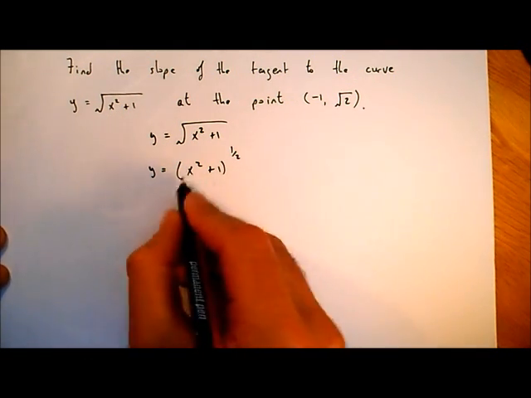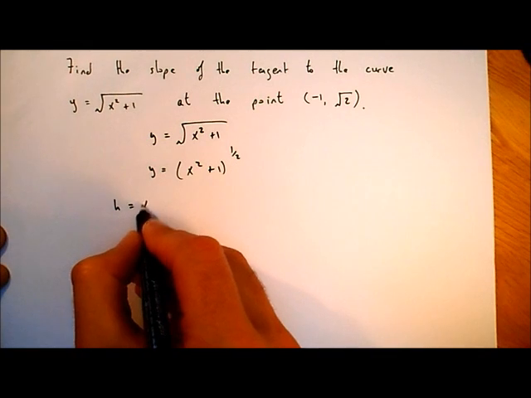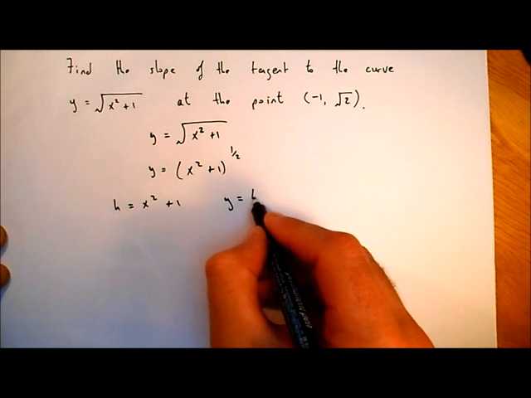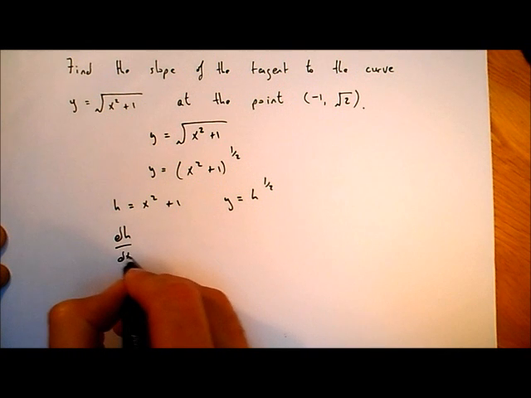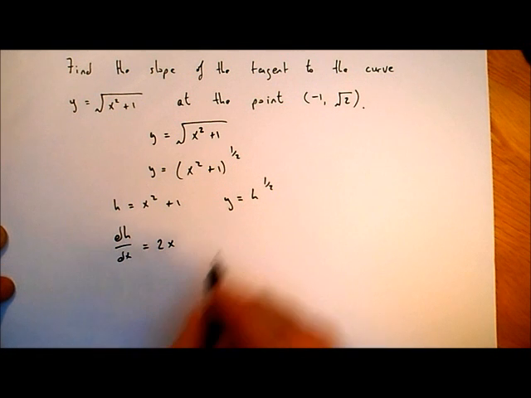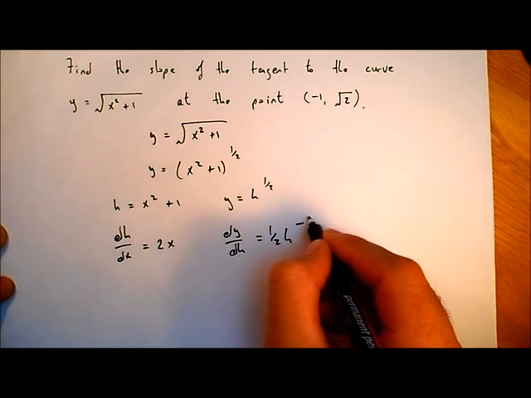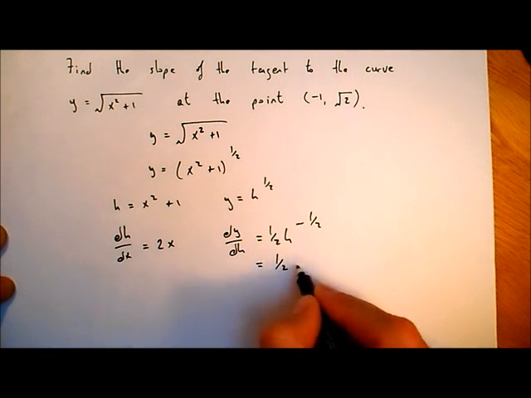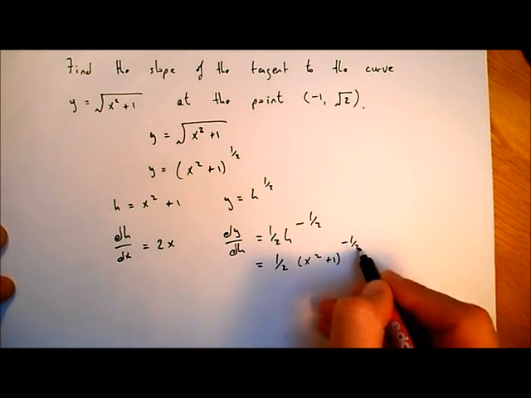So we have y is equal to all that to the power of a half. We've got two parts, a function inside a function. The first bit is the x squared plus 1 bit, so I'll say h is equal to x squared plus 1. That means y is h to the power of a half. Here I can find dh over dx, which is equal to 2x, just using the normal x to the power of n rule. Here dy over dh is a half h to the power of minus a half. A half minus 1 is minus a half. I can fill in what h is, so that's a half times x squared plus 1 to the power of minus a half.